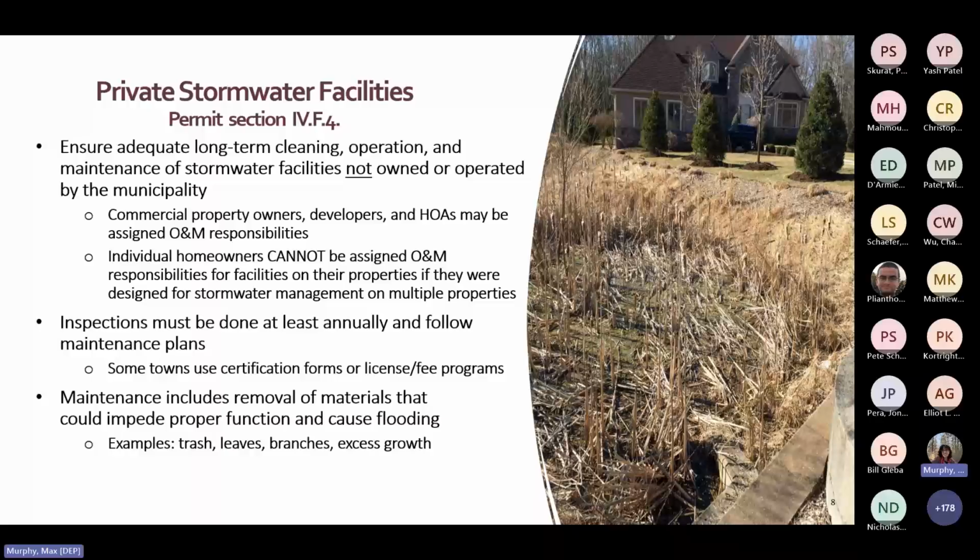Permittees need to keep an inventory of the locations and types of private stormwater facilities, as well as records of inspection, cleaning, maintenance, and repair work, and any problems or enforcement actions that have been taken. The location and type of these private facilities will need to be included in the map created for the Watershed Improvement Plan, which we'll cover some in a little bit.